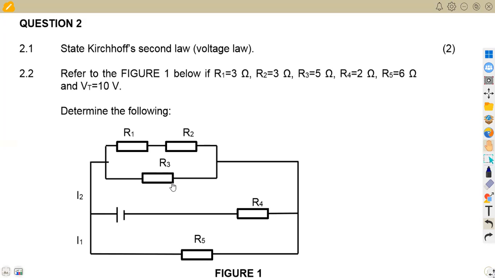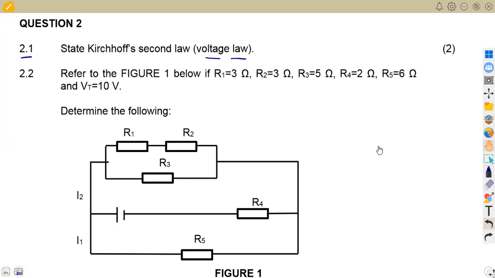So we are going to have a question that we are going to consider on our direct current theory from the November 2018 question paper. 2.1, we are being asked here to state Kirchhoff's second law, that is our voltage law.